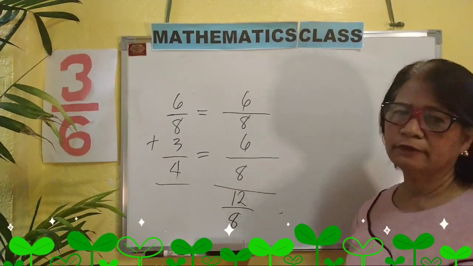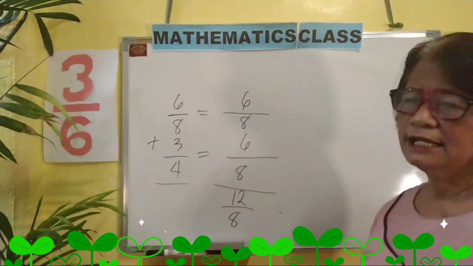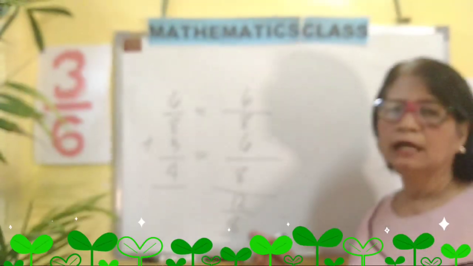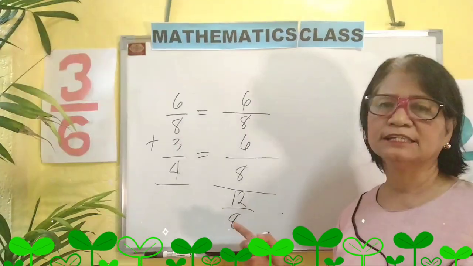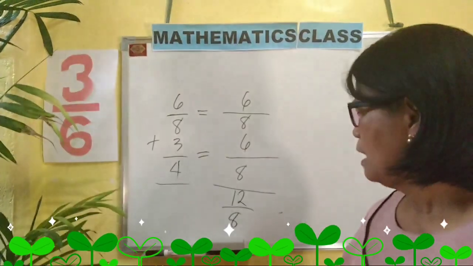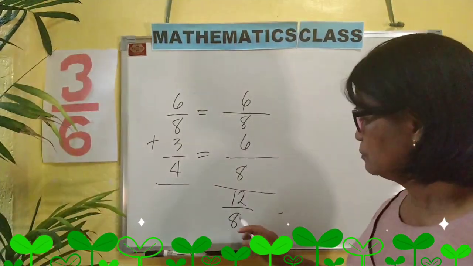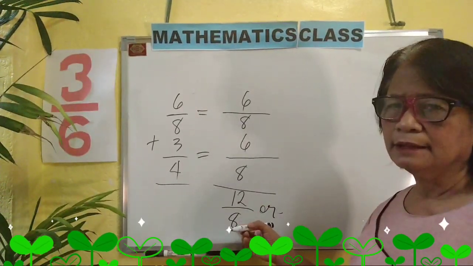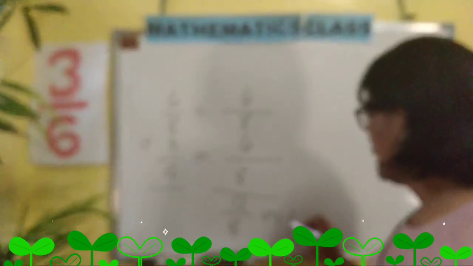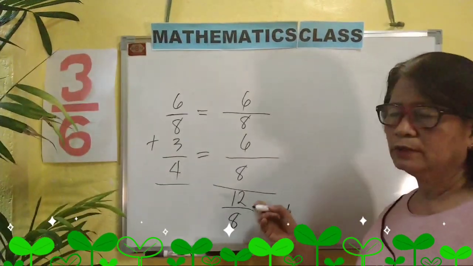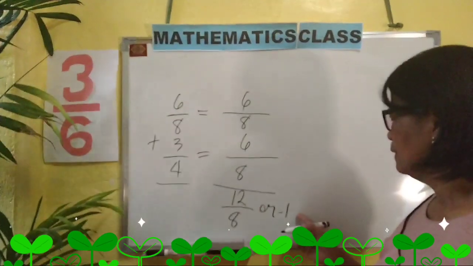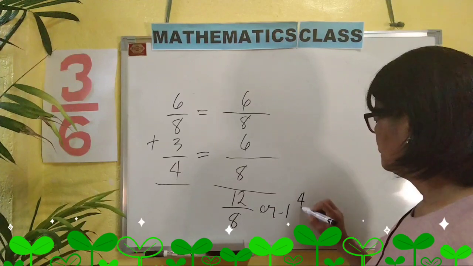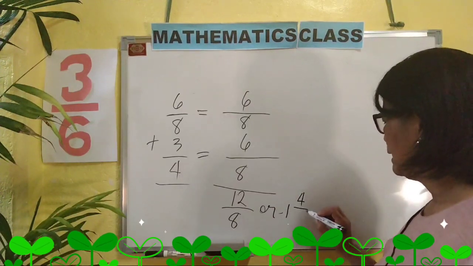The answer is 12/8. So, 12/8 is an improper fraction. The numerator is higher than the denominator. So, we have to rename this into a mixed number. How do we rename it? Like what I taught earlier, we need to divide. 12 divided by 8 equals 1. How many 8s are there in 12? 1. And then, 12 minus 8 equals 4. 4 over 8.